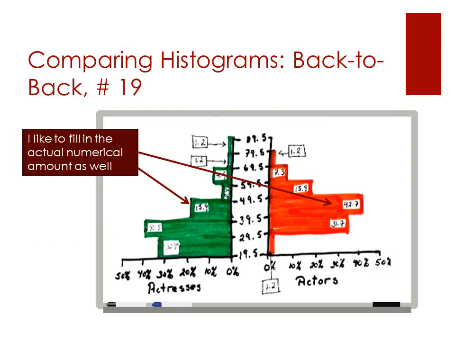All right, you should have got something that looks like this. Notice I filled in the actual numerical amount as well. That's just a personal preference of mine because I like to have it if I come back to refer to the histograms later. You don't have to do that, but again, that's just an example of me being really careful about labeling everything. Okay, so when we look at this, we can see that the actors' histogram more closely approximates the shape of a normal histogram than we see with the actresses.